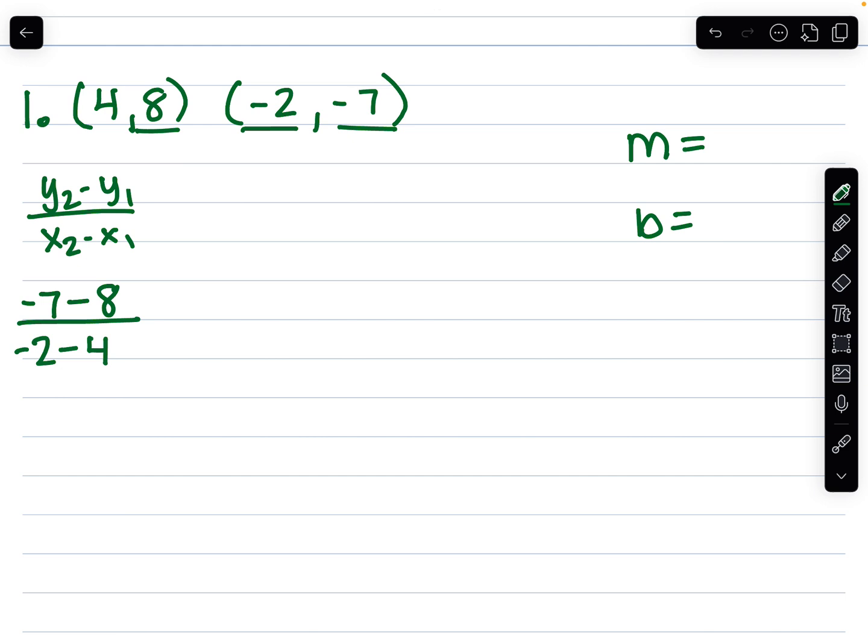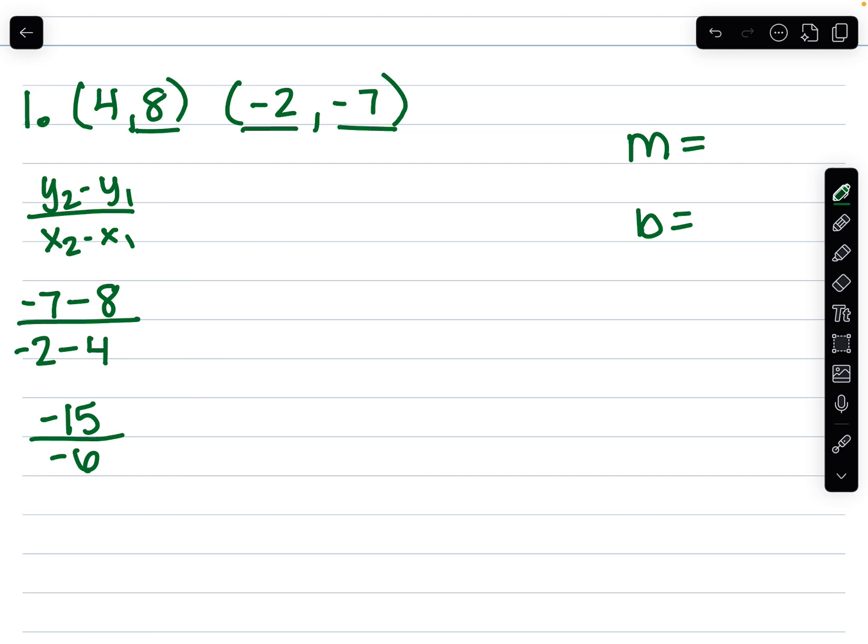What is -7 minus 8? -15. What about -2 minus 4? -6. Okay. Now, for slope, we always want to write it in simplest form. So anytime I see two negatives, my final answer is going to be a what? Positive. Is 15 divisible by 6?